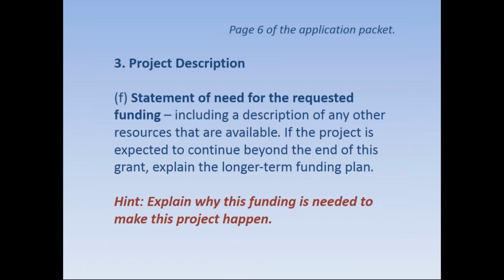And finally, the last section of the project description is section F, and we're now on page 6 of the application packet. We just talked about the need for the project. This section asks about a different kind of need, the need for the funding in order to make your project happen. Here is also where you can describe any longer-term funding plan for the project to the extent that the project is intended to continue beyond the term of the grant. What happens when this funding is spent? And that's the end of the project description, which should take you between 3 and 6 pages to complete.